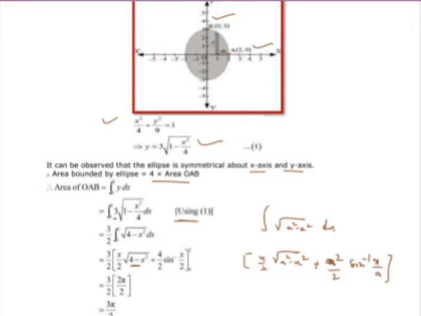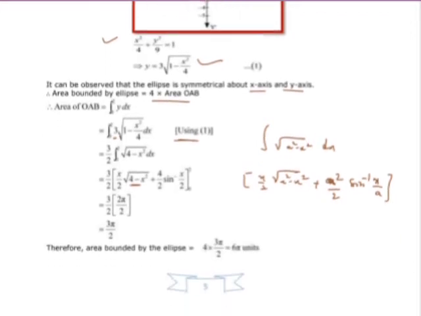So now apply the limit here. For the upper limit, the 2 gets cancelled here. So again here, 2 square means 4 gets cancelled. So 2 times sine inverse 1, again 2, 2 sine inverse 1 is pi by 2. So 2 pi by 2 minus 0, neglected here, as the lower limit totally becomes 0. So here 2 pi by 2, so here 2 gets cancelled. What we get finally? The value is 3 pi by 2, that is the area of OAB is 3 pi by 2.